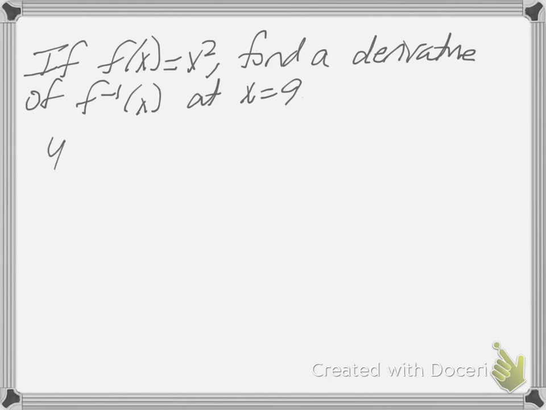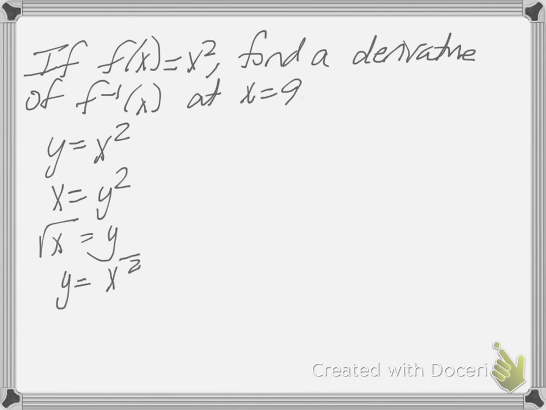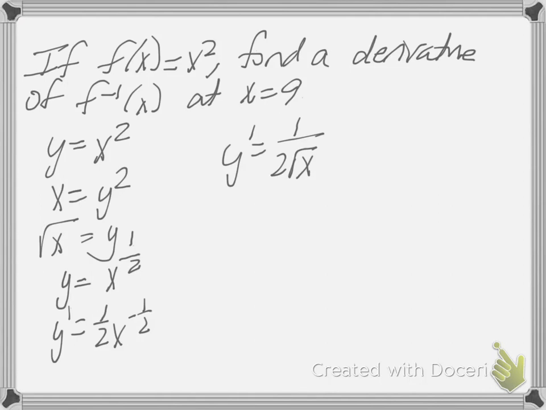If I have y equals x squared, and I switch my x and y, and I take the square root, I get y equals radical x, which is the same thing as x to the 1/2. I can easily find the derivative of that. Now I know that y prime is just 1 over 2 radical x. And x is 9, so I can put 9 in here, and I get 2 times 3, which gives me 1/6 as my answer.